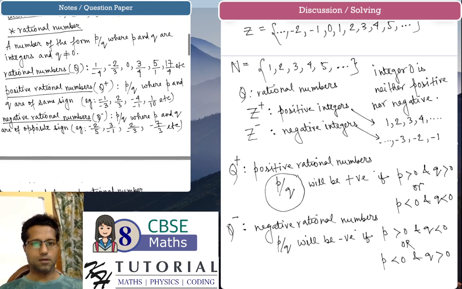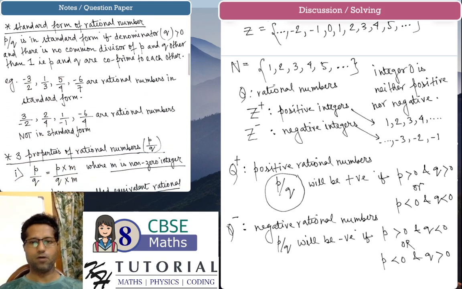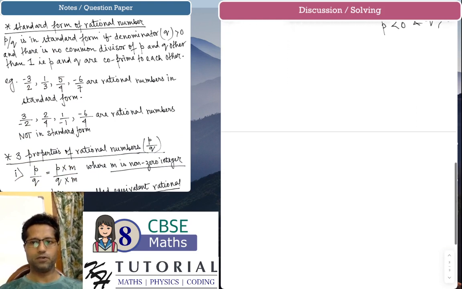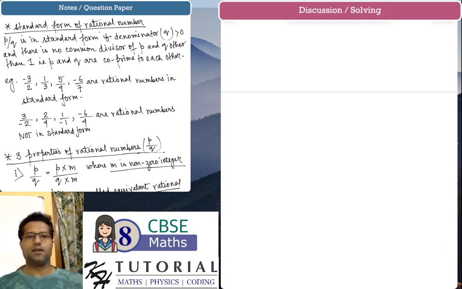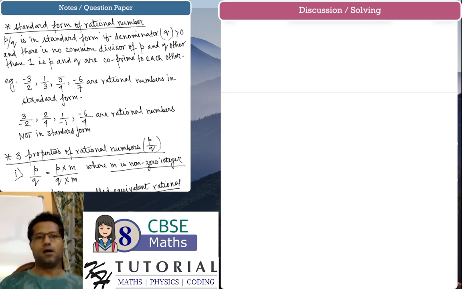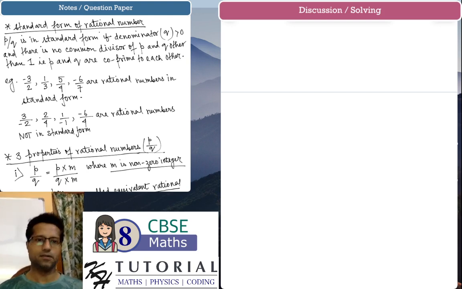Okay. Now let's see what we have next: the standard form of a rational number. What is the standard form of a rational number? A rational number is said to be in standard form if, first of all, the denominator is positive, that is, Q is greater than 0, and there is no common divisor of P and Q other than 1, that is, P and Q are co-prime to each other.